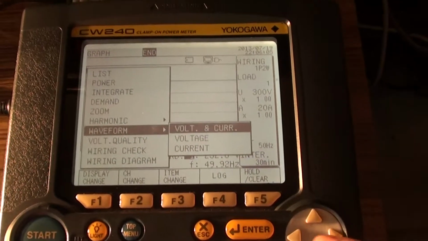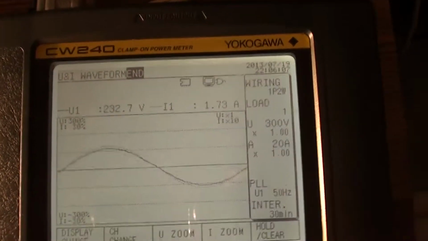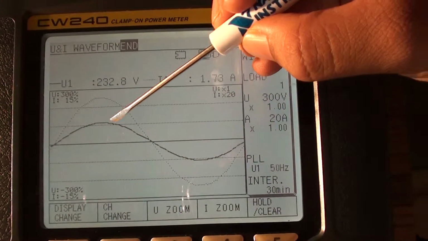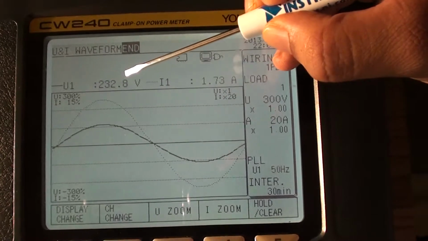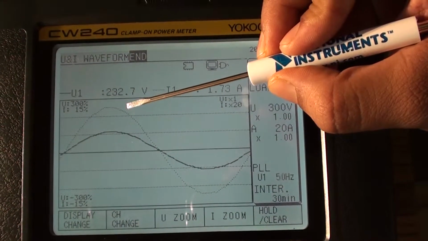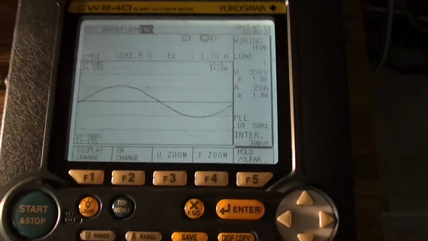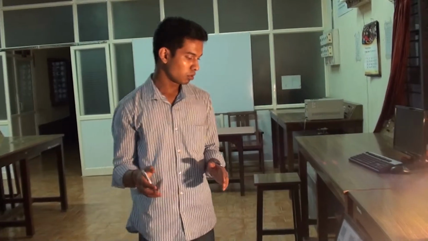Now let's move on to the waveform of both voltage and current. As we can see, both voltage and current are sinusoidal. This is the voltage waveform, which is 232.9 volt, and this is the current waveform, the above one, which is 1.73 amperes. So what we observe now is that due to the presence of linearities in resistive load, the current waveform is found to be perfectly sinusoidal, and the current THD is almost 0, that is nearly equal to 1.5%, and the power factor is also equal to 1.